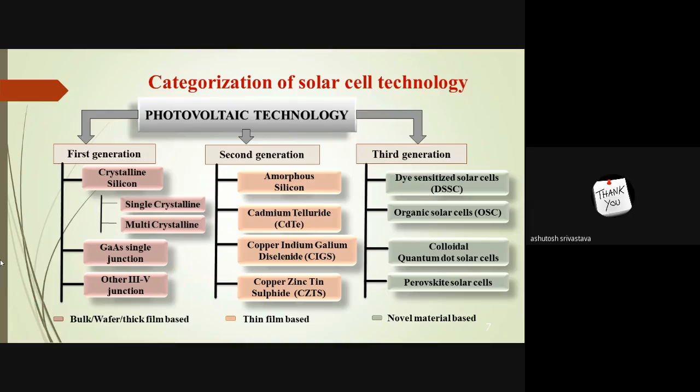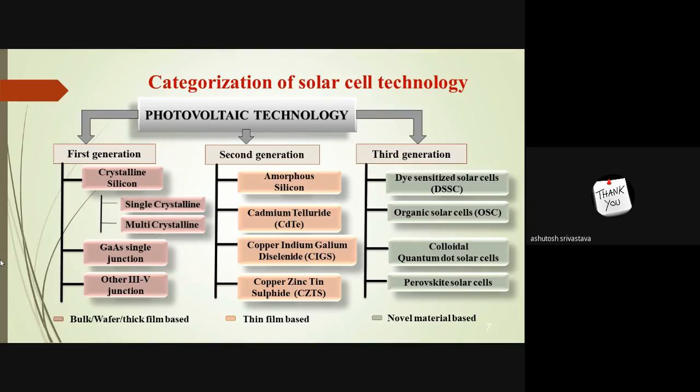And then comes the third generation solar cell. This generation is categorized not on the basis of thin film or thick film. Definitely they all use thin film forms, but here the materials are very different, novel materials. The third generation can comprise dye-synthesized solar cells, in which we have some liquid form of dyes used as the absorber material for the generation of the electron-hole pair, finally contributing towards the generation of current.